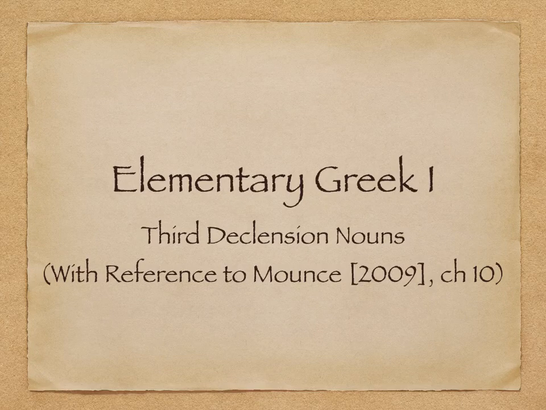We are making good progress now in Elementary Greek 1. We have covered the basics of the Greek alphabet. We have thought about principles of punctuation, syllabification. We have thought about the four cases of Greek nouns: nominative, genitive, dative, accusative. Thought a bit about adjectives, and now on to third declension.